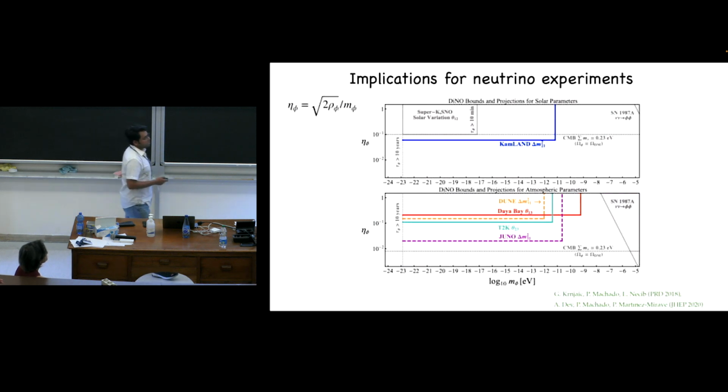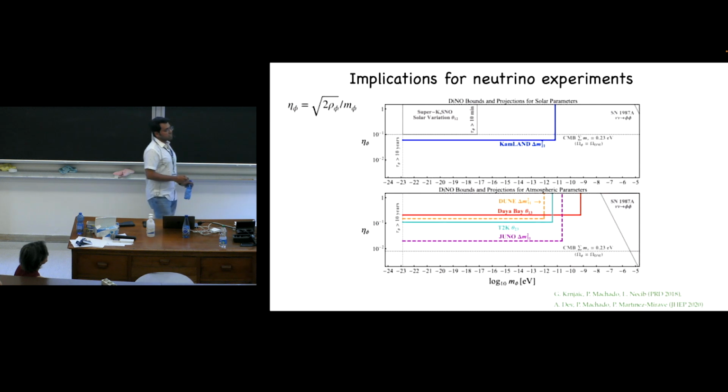Super-K, for example, has looked for time variations of this angle theta 12, and they have not seen any variations from a period of 10 minutes to roughly 10 years or so, and this region is ruled out. And then, of course, you have constraints from CMB. Anything above this region is already ruled out, because if you are above this, then you increase the neutrino mass, and this starts becoming problematic.